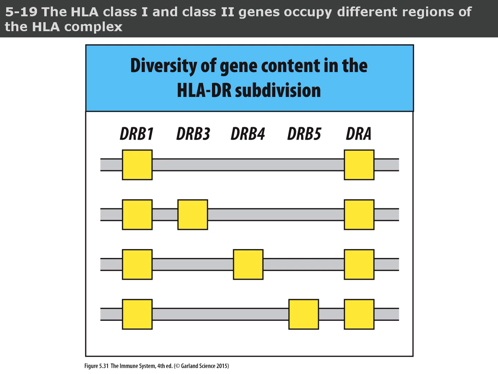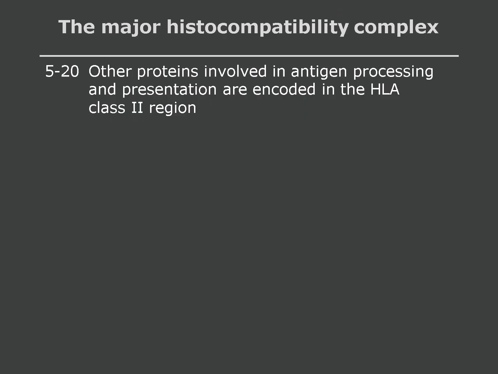The different combinations of DRB genes between individuals enhance the range of peptides that can be presented to CD4 T cells, allowing for a more flexible and robust immune response. This variability also explains why matching for HLA-DR genes is critical in tissue transplantation. Other proteins involved in antigen processing and presentation are encoded in the HLA Class II region.